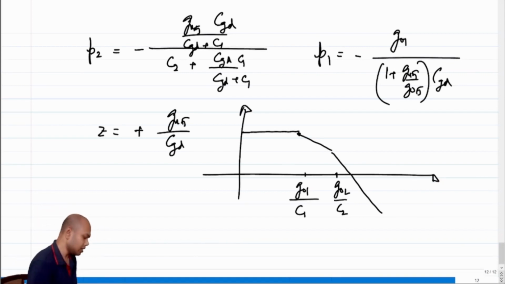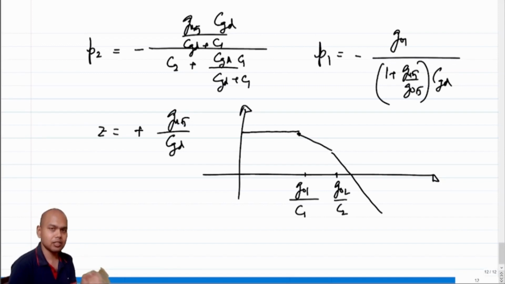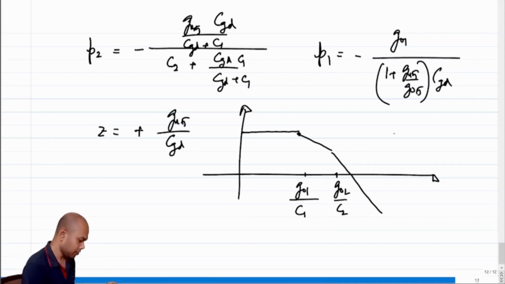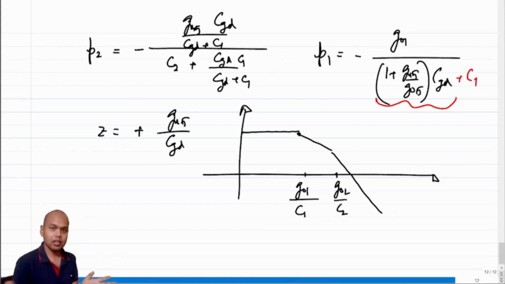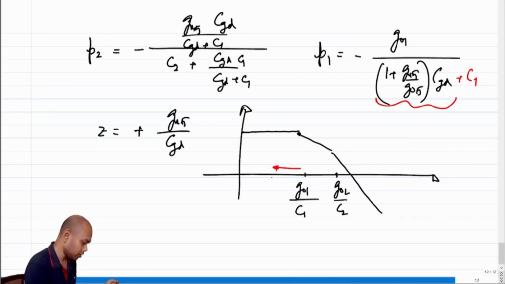But in the presence of CGD, we see that these locations change, and not only in the presence of CGD, but in the presence of a significant amount of CGD. I mean, CGD can be there but can be very insignificant, but not that. CGD becomes significant if CGD becomes comparable to C1, right? So in the presence of CGD, where is P1? P1 goes from G01 over C1 to G01 over C1 plus something, there is obviously a plus CGD term here. So this moves to a lower frequency. This moves further to the lower frequency, right? So it goes somewhere here.